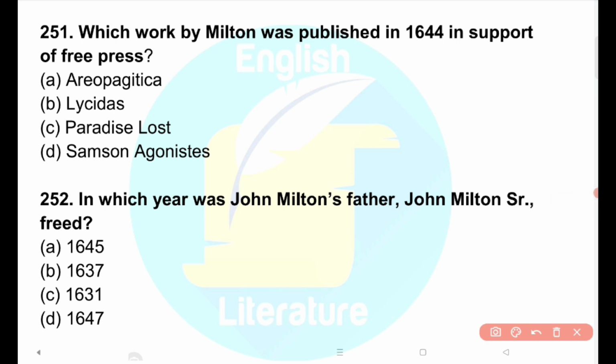Which work by Milton was published in 1644 in support of a free press? Option A, Areopagitica. Areopagitica was published in 1644 as a pamphlet defending freedom of speech and the press. It was written in opposition to the licensing order of 1643, which imposed censorship in England. The title refers to the Areopagus, the High Court of Ancient Athens.